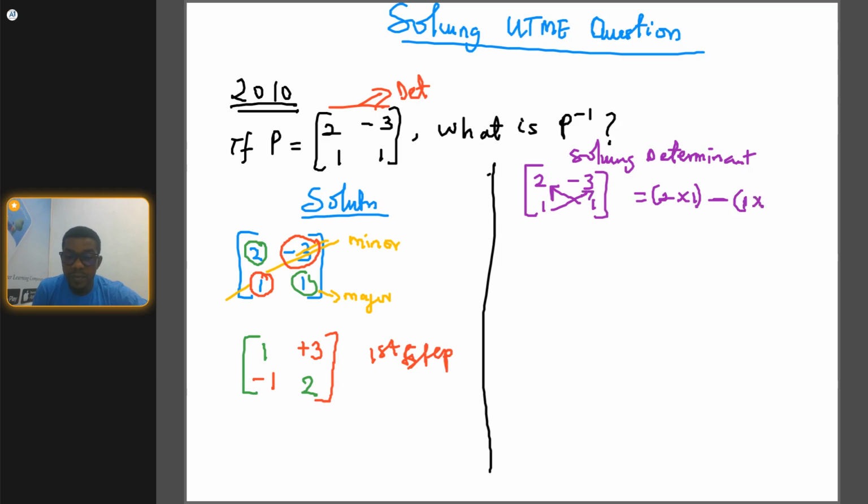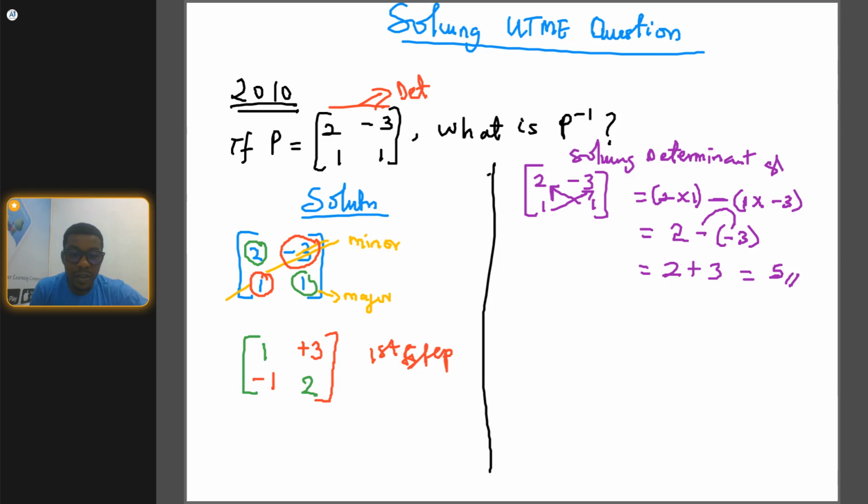2 times 1 is 2. We have the natural minus there. 1 times minus 3 will give us minus 3. We are going to simplify this by using the minus to open the brackets. Minus times minus is plus, which means we have plus 3. Adding them together, the answer is 5. So this is step 2.